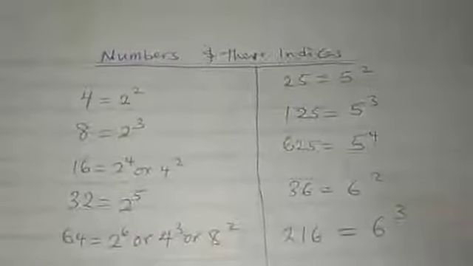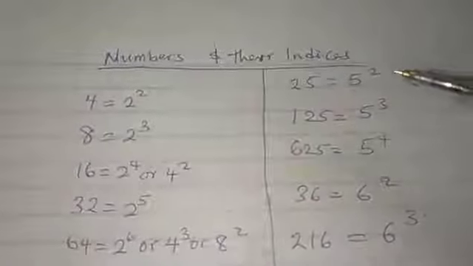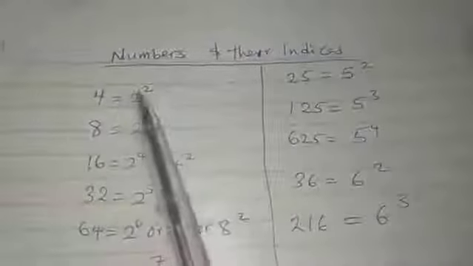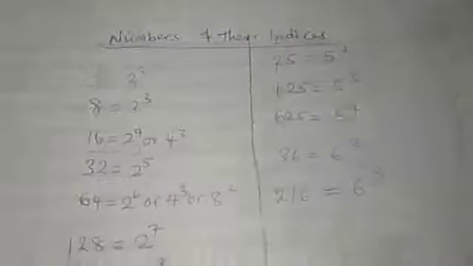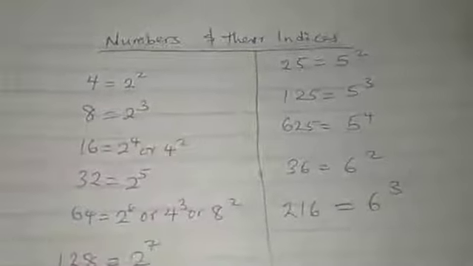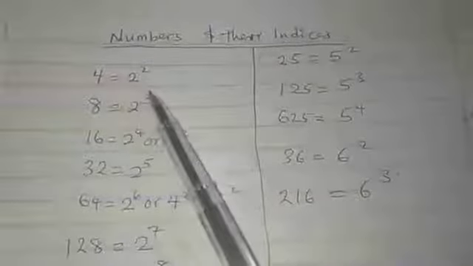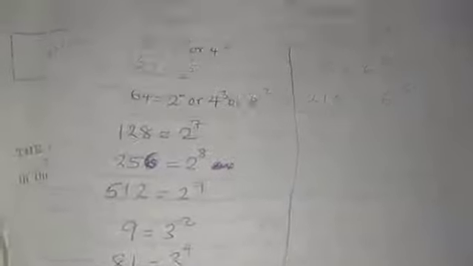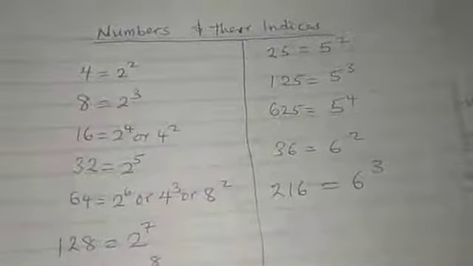Let's take another example. But before we continue, let's consider these numbers and their indices. So we know that 4 is 2 squared. We should take note of all this. They are very useful when it comes to the knowledge of indices. 4 is 2 squared, 8 is 2 cubed, like that. We should take note of them, as you can see them. We'll be using all this in our subsequent examples.